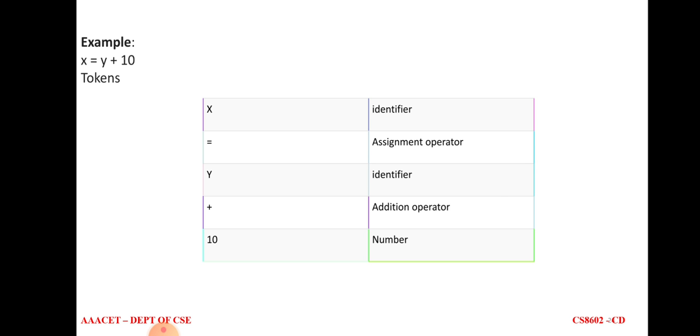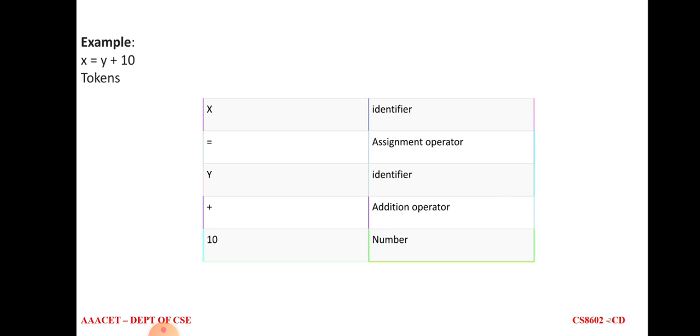x is a lexeme, equal symbol is a lexeme, y is a lexeme, plus is a lexeme, the number 10 is a lexeme, right? After 10 there is a semicolon, so semicolon is also a lexeme. So we have to identify the token for the corresponding lexeme.